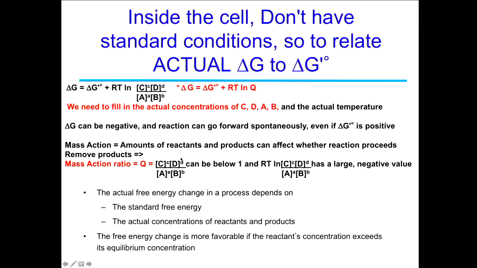that means this ratio Q can be below 1, okay? This over here can be below 1. And then when we have RT natural log of that ratio, we put all that together, that can end up being a large negative value. Add all that to our standard free energy change, and that means the actual free energy change in the cell or in the test tube, wherever we're doing it, can be negative, and then the reaction can occur spontaneously.